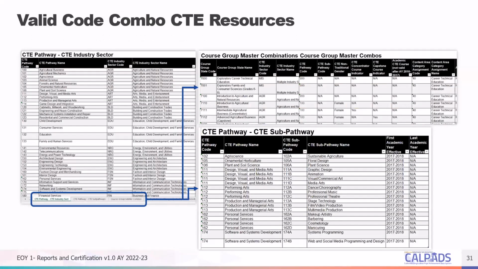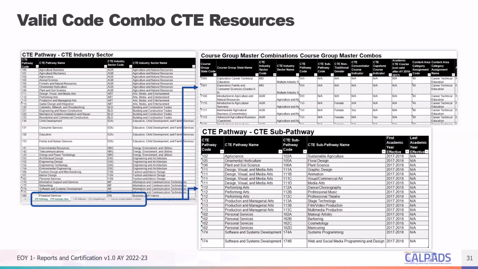A common problem in end of year one reporting is that CTE state course codes are mapped to the wrong pathway. CTE pathways and CTE state course codes should be mapped so that they align with the content of the curriculum. The valid code combinations document is vital when mapping your CTE courses, and the course group master combos tab, in particular, when mapping CTE state course codes to pathways.